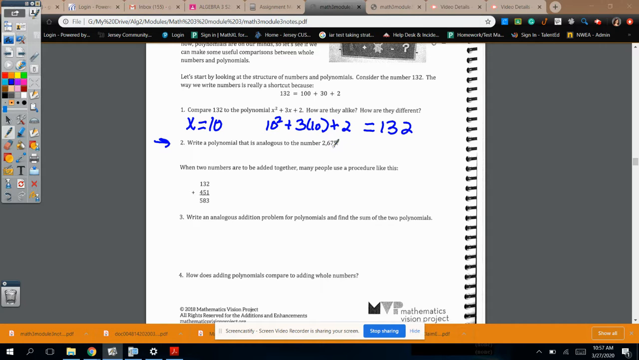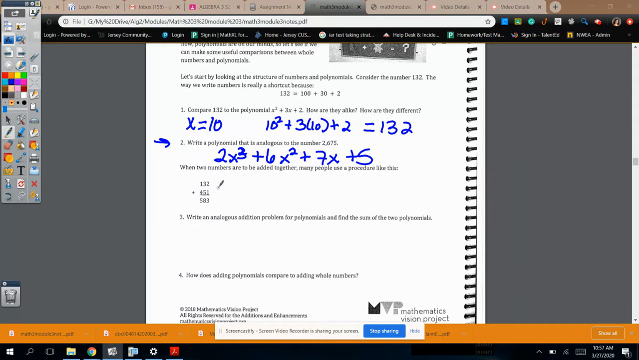Okay, so number two, they want you to write something similar to this using this type of notation. So the 5 would be here, the tens, the hundreds, and this would be the thousands. Now this one's a little different too because the leading coefficient is not 1, it's 2. So you would have 2x cubed, because it's the thousand spot, plus 6x squared plus 7x plus 5. And when x equals 10, they would be the same.